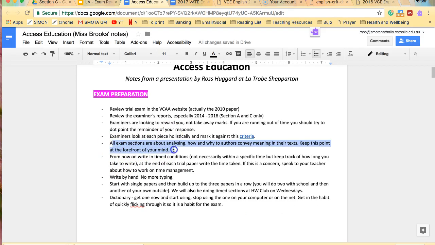All exam sections, so that's A, B, and C, are about your ability to analyze how and why authors convey meaning in their texts. You need to keep this point at the forefront of your mind always. So how is Spiegelman conveying meaning through the form of a graphic novel, through the story of his father, through the three-tiered narrative structure, etc.? The benefit of the graphic novel is that it really lends itself to this good structural discussion, so you should all be primed for that. It's just about practicing and refining your expression.